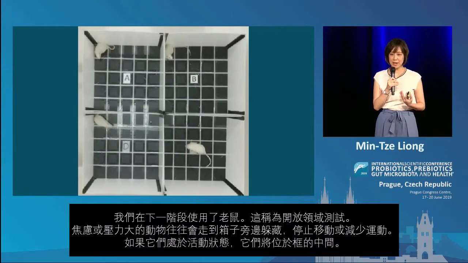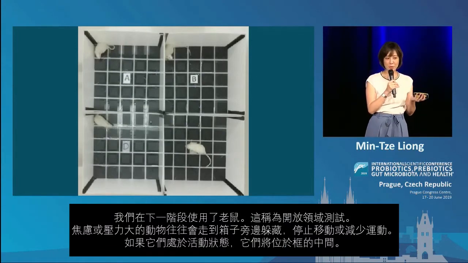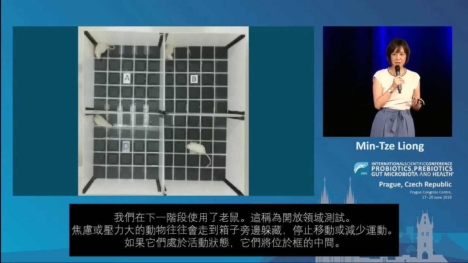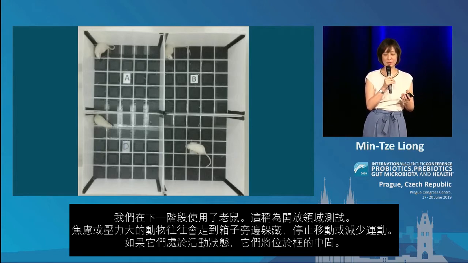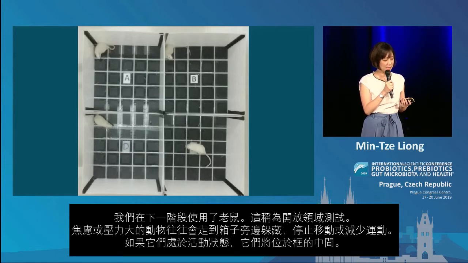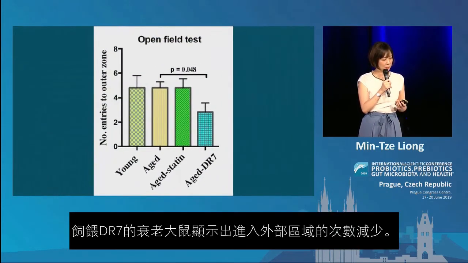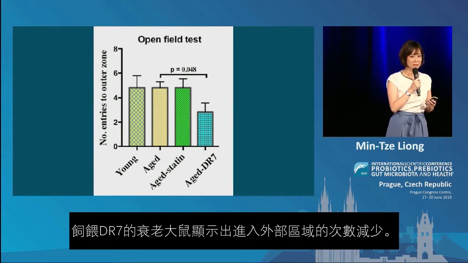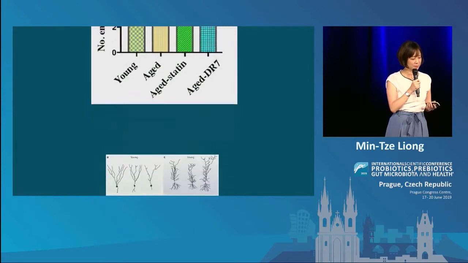We then proceeded to animal studies. So this is what we call an open field test. Those who are involved with brain studies and animal studies will be very familiar. So if the animal is having anxiety or stress, it would actually tend to go to the side of the boxes and hide or stop moving or reduce motility. But if they are active and so on, they'll be in the middle of the box. So when we look at the number of entries to the outer zone, we could see that all rats that were fed with DR7 showed a reduction in the number of entries to the outer zone.